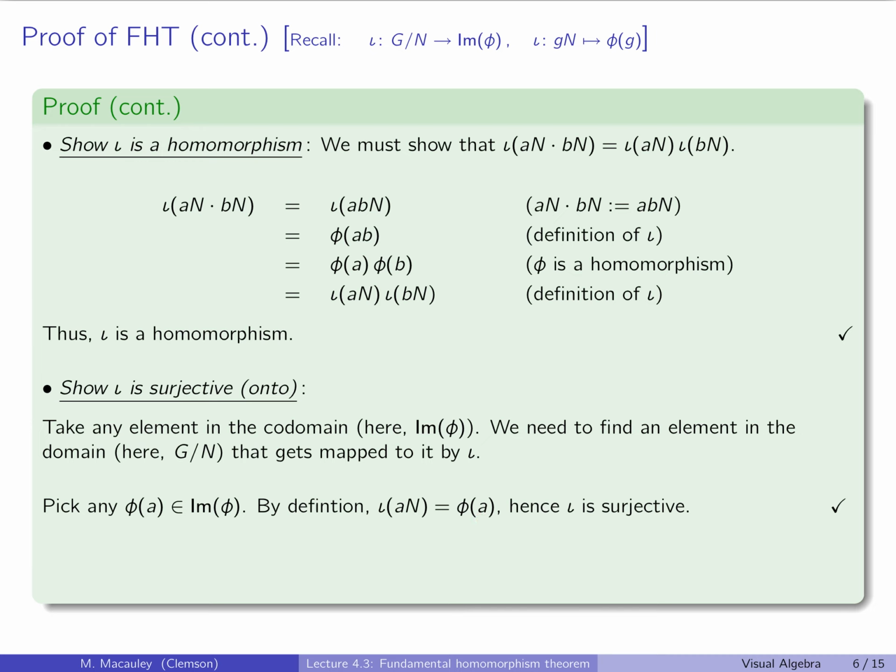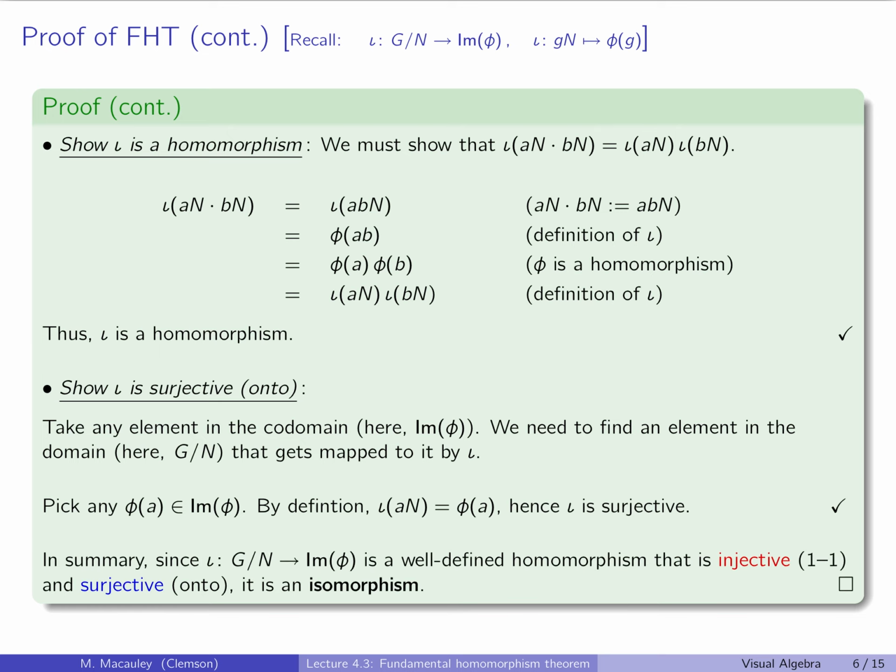It's usually not this easy to show surjectivity. It's usually not hard, but this one is almost trivial. In summary, since this map iota from G mod the kernel to the image is a well-defined homomorphism that is one-to-one and onto, it is an isomorphism. And that proves the fundamental homomorphism theorem.